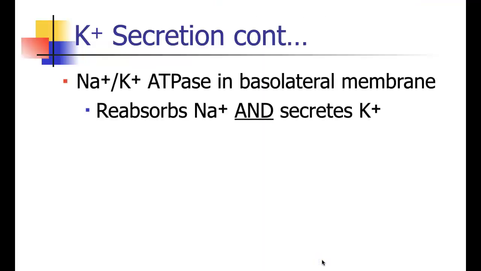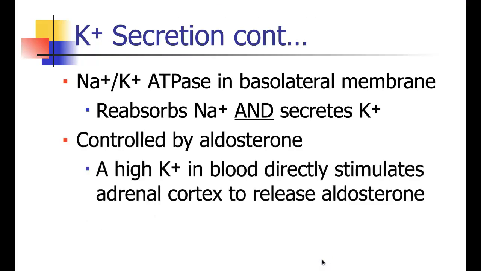So, review of these things. Our sodium-potassium ATPase reabsorbs sodium and secretes potassium. It's controlled by aldosterone. So when you have high potassium in the blood, it directly stimulates the adrenal cortex to release aldosterone.